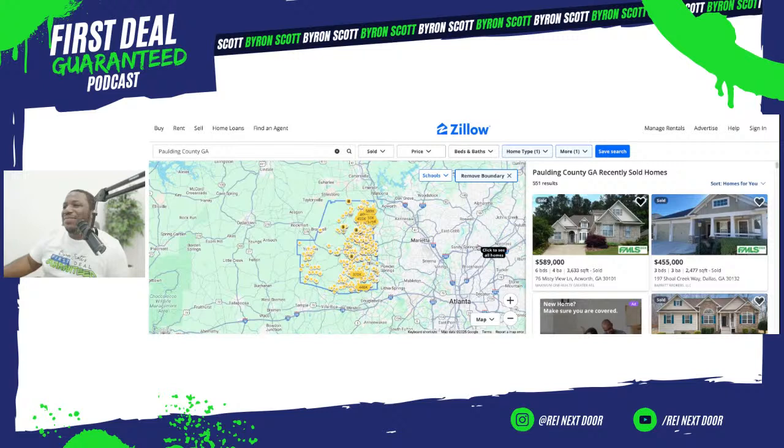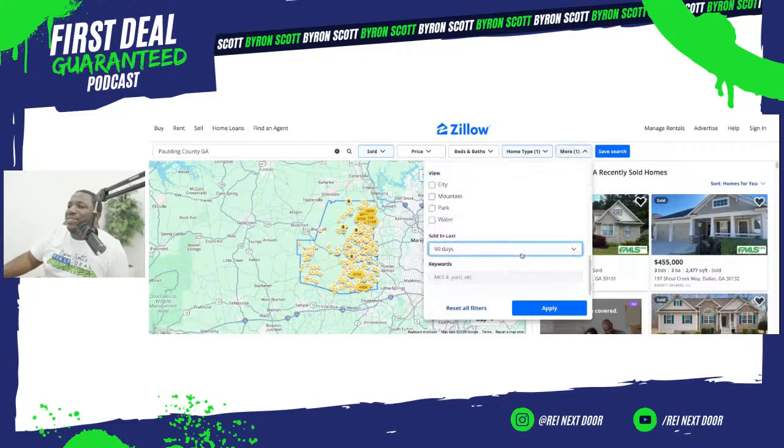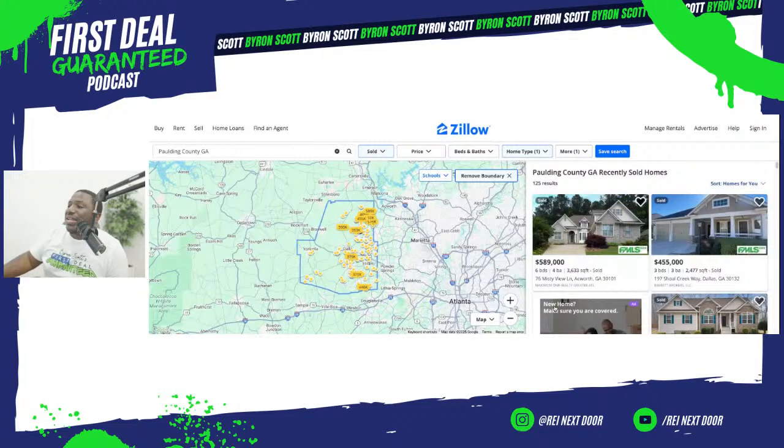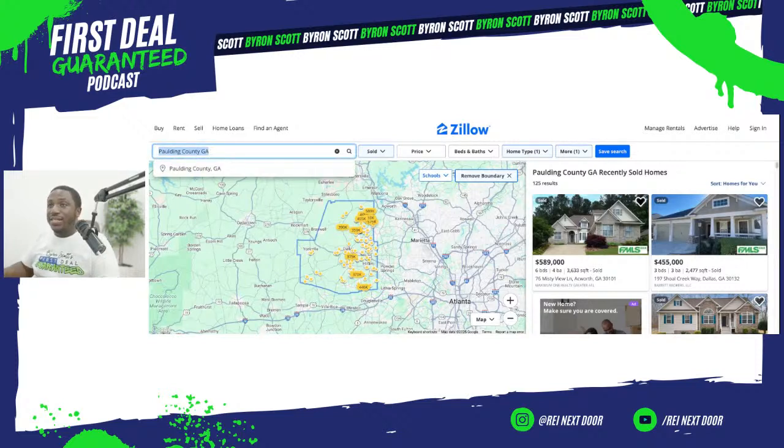The side closest to the city. But let's see what happened in the last 30 days here. The market is slow, man. It's slow. But the best thing about it is in wholesaling, you're finding the best deals. So you're going to be able to mark these properties down low, right? Let's look at another county.